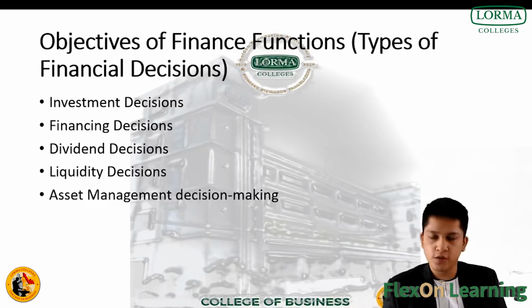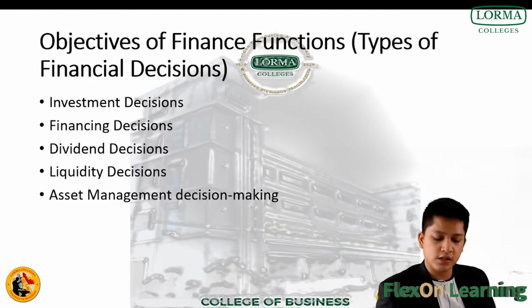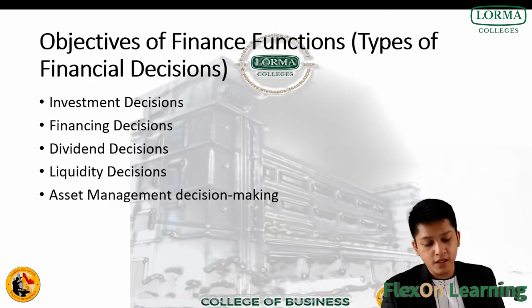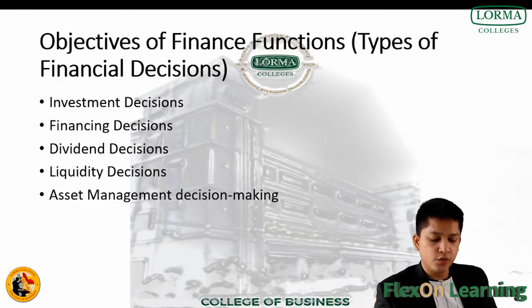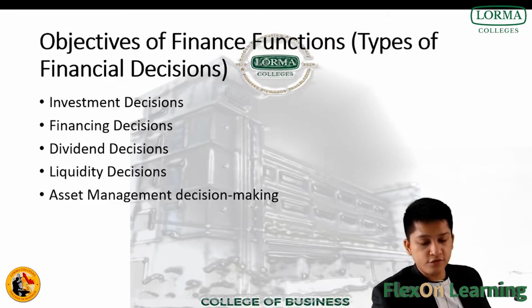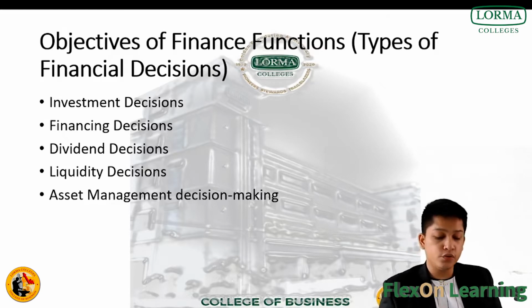The fourth one would be the liquidity decision. Liquidity means that a firm has enough money to pay its bills when they are due and has sufficient cash reserves to meet unforeseen emergencies. This decision involves the management of the current assets so you don't become insolvent or fail to make payments.